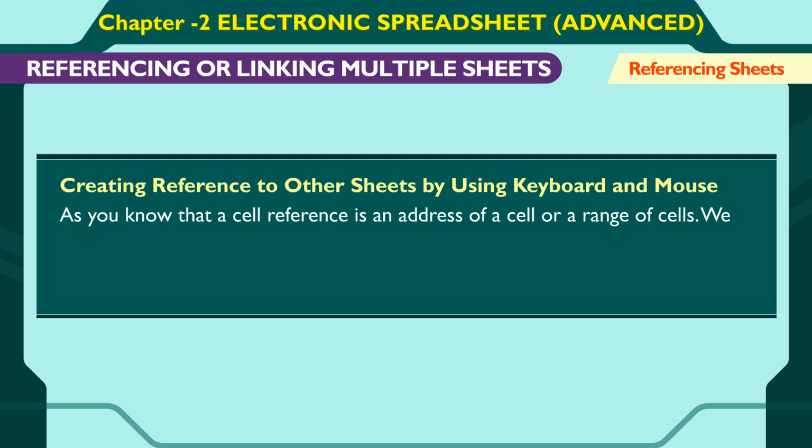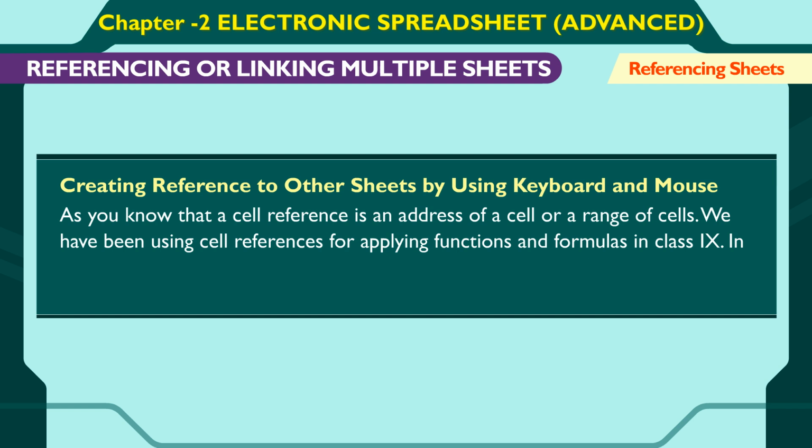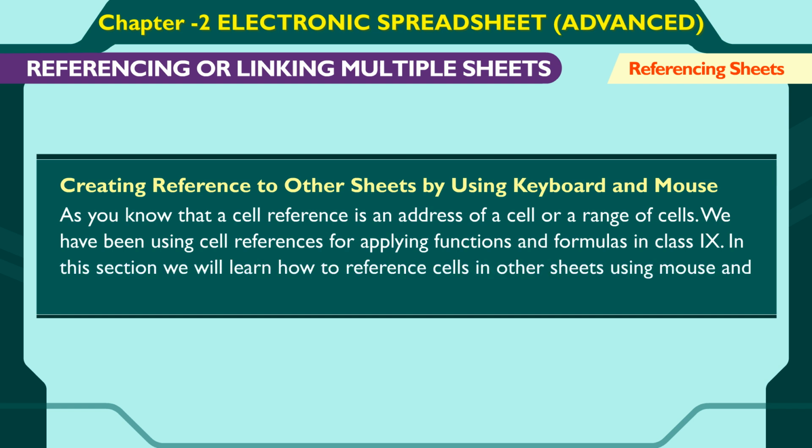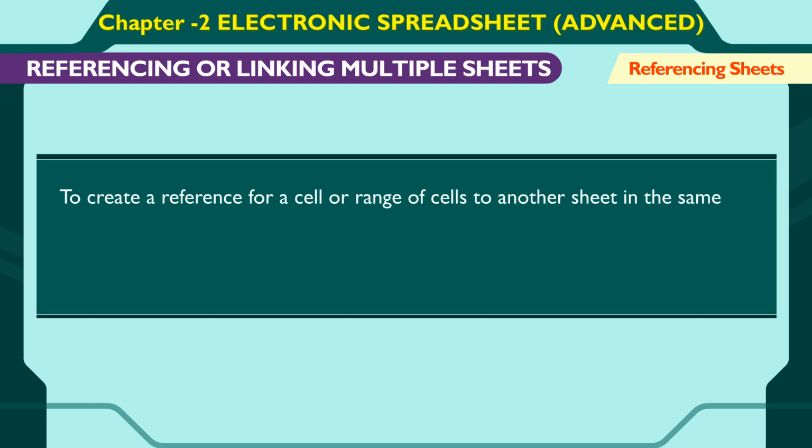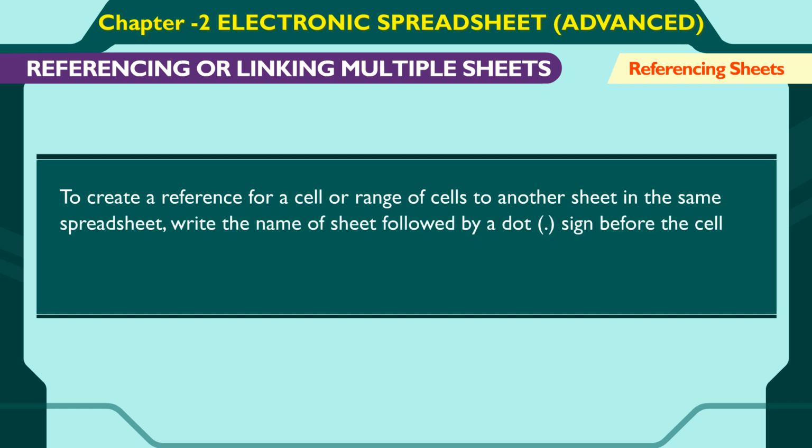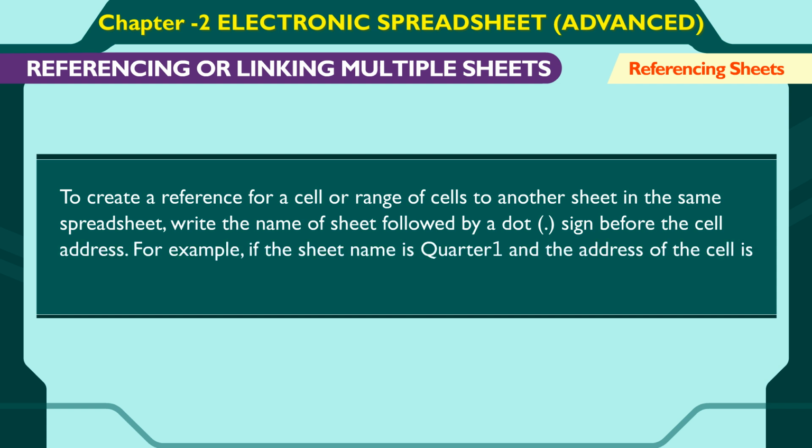As you know that a cell reference is an address of a cell or a range of cells. We have been using cell references for applying functions and formulas in class 9th. In this section, we will learn how to reference cells in other sheets using mouse and keyboard. To create a reference for a cell or range of cells to another sheet in the same spreadsheet, write the name of sheet followed by a dot sign before the cell address. For example, if the sheet name is Quarter 1 and the address of the cell is B2, then the reference of the cell is Quarter1.B2.